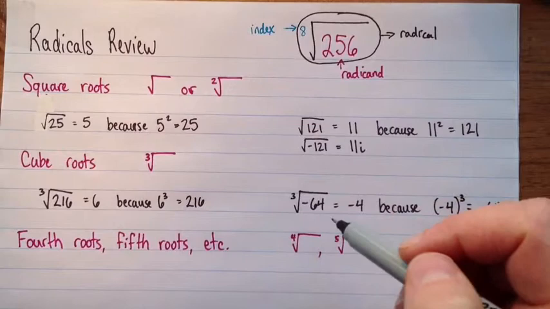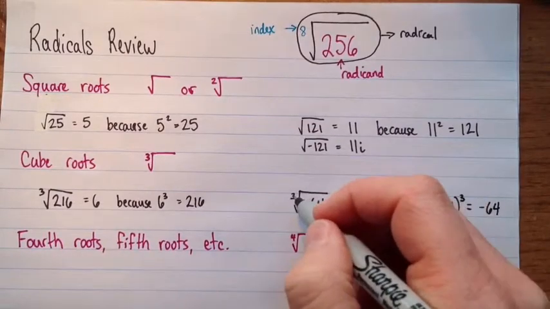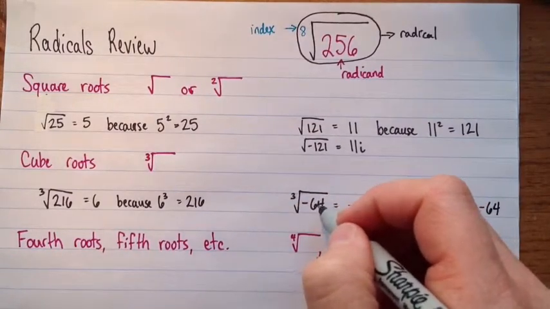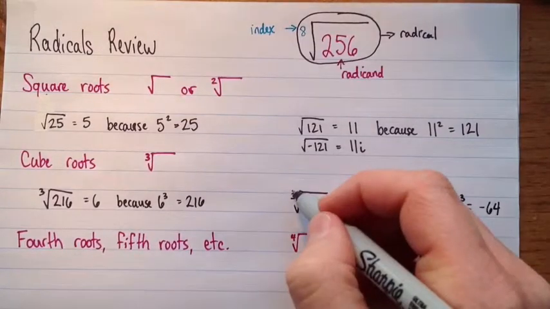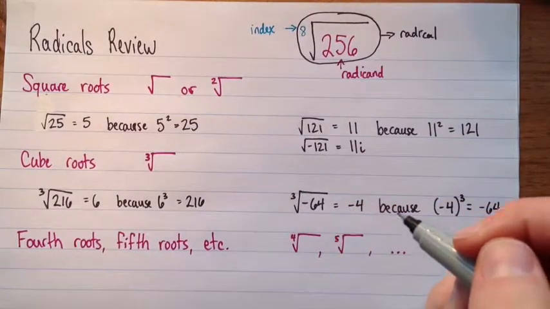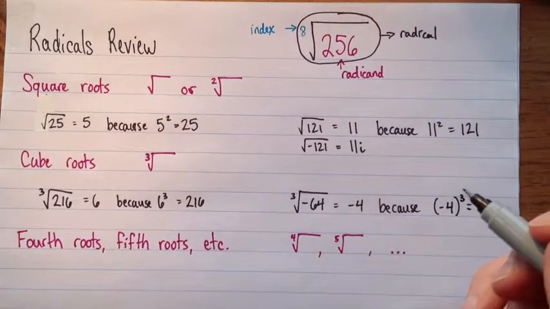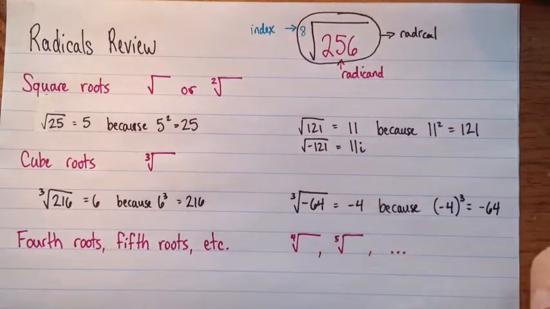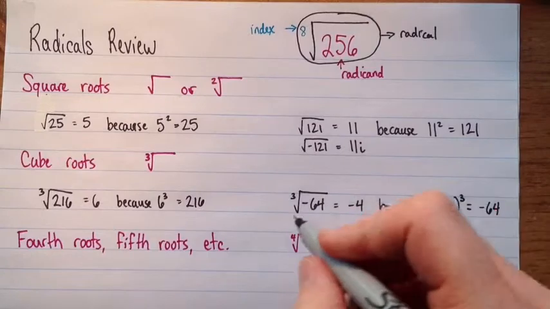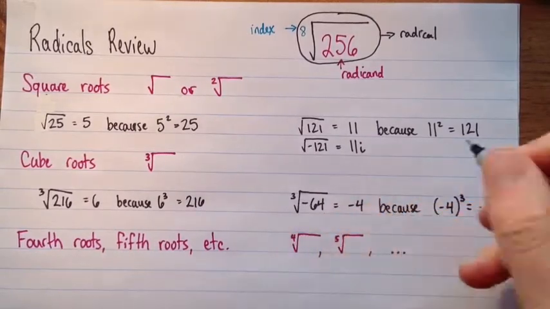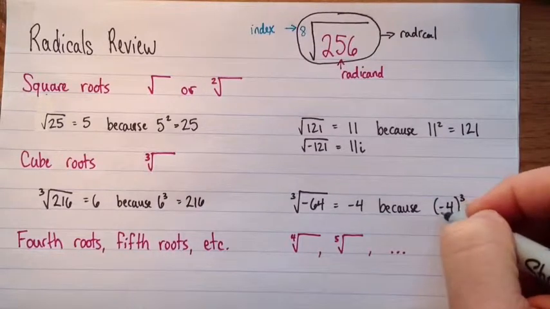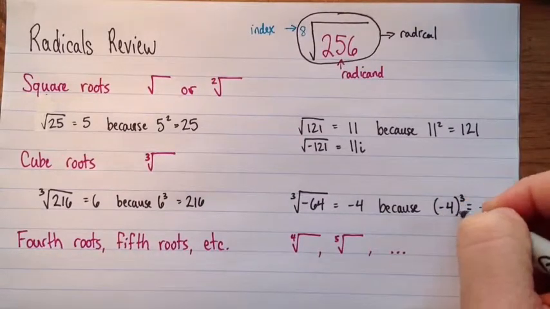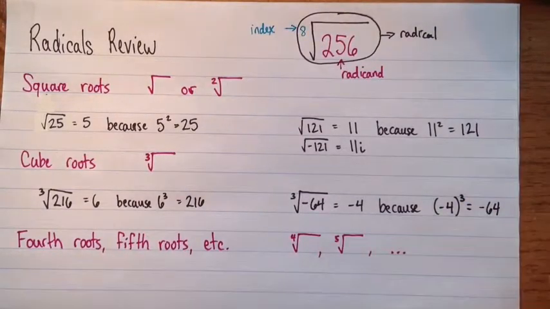If our index is odd, then that root of a negative radicand will just be a negative number. If the index was even, then we have to resort to complex numbers, non-real numbers. But here, if it's a cube root of a negative number, it'll just be a negative number. And remember, if you write a negative number to an exponent, make sure you put that negative number in brackets.